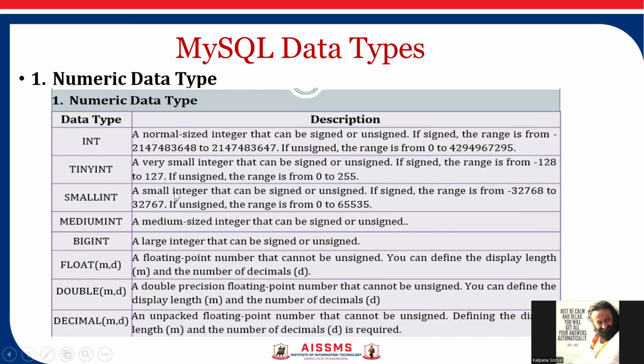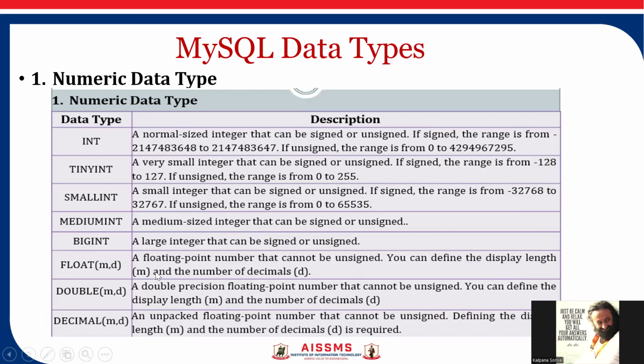A small int has the range -32,768 to 32,767. Medium int is a medium-sized integer that can be signed or unsigned. Big int is a large integer that can be signed or unsigned.